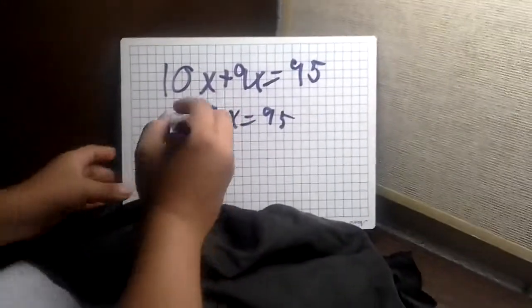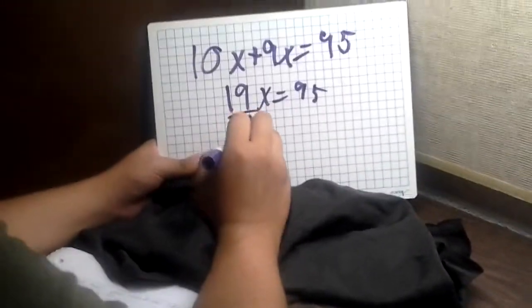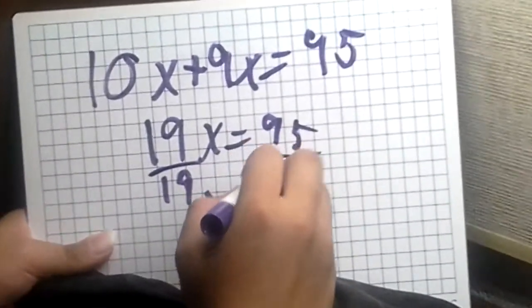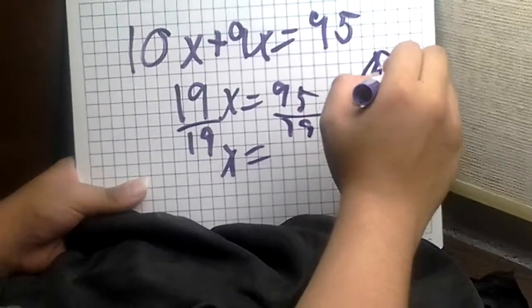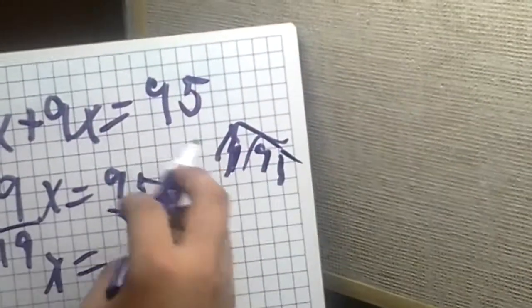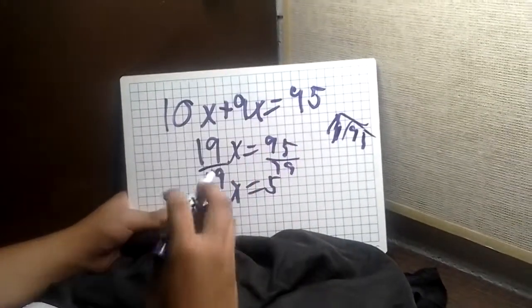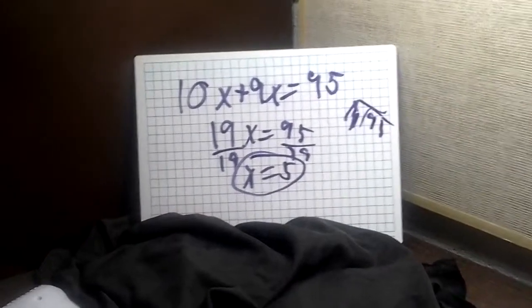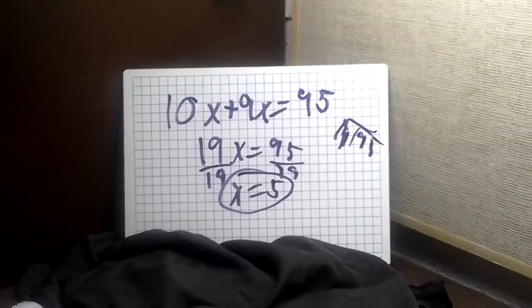And you get rid of the 19 by dividing it on both sides. So divided by 19, x just drops down. And you could just spend time doing long division, like off to the side. But for time's sake, right now, I know the answer is 5. And basically that's all you have to do for this.